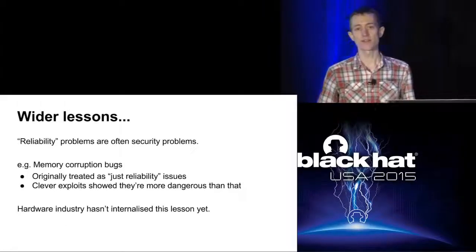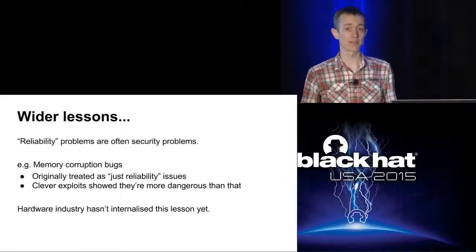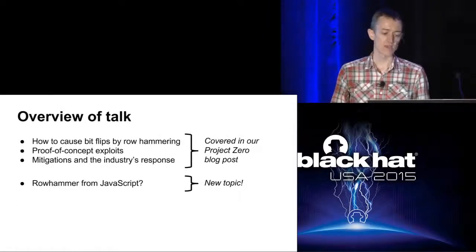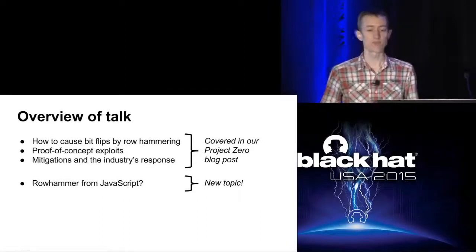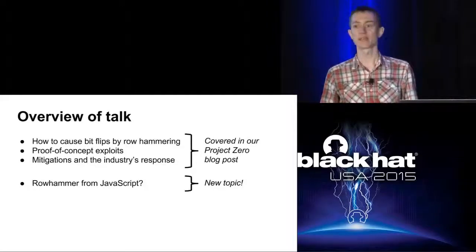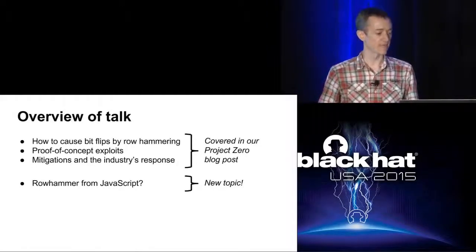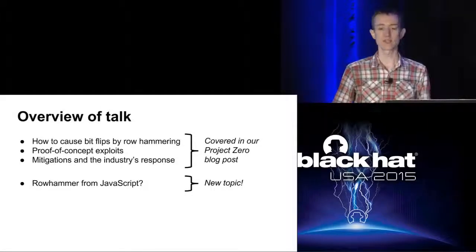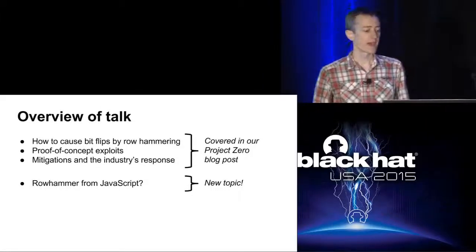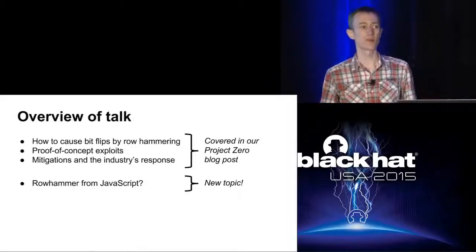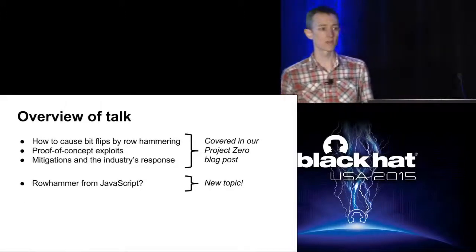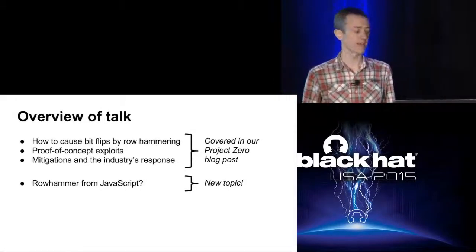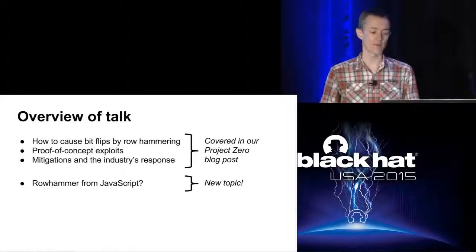But I think a lot of the hardware industry hasn't caught up yet, based on how they responded to the Rowhammer bug. So I'm going to talk a bit about how software can cause bit flips using the Rowhammer bug, and I'll talk about the two proof of concept privilege escalation exploits that I wrote that can use these bit flips to escalate privileges. Then I'll talk about mitigations and how the industry responded to the bug. And a lot of this was covered in the blog post that we published on the Google Project Zero blog earlier this year. But I'll also talk about one more topic that we've learned more about since then, which is about the possibility of doing rowhammering from JavaScript.